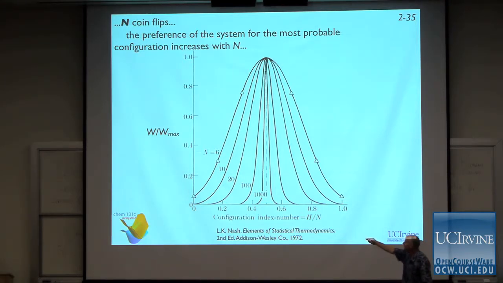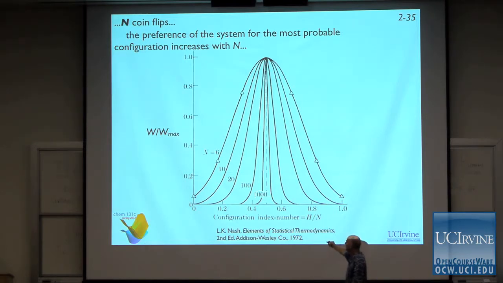All right, what happens is very interesting. Here's 6 coin flips. Here are the data points that I just showed you, plotted on here. And now if you increase that to 10, 20, 100, 1,000, look what happens to this distribution. It becomes needle sharp. It becomes almost infinitely narrow. It's not infinitely narrow, but it is darn narrow.